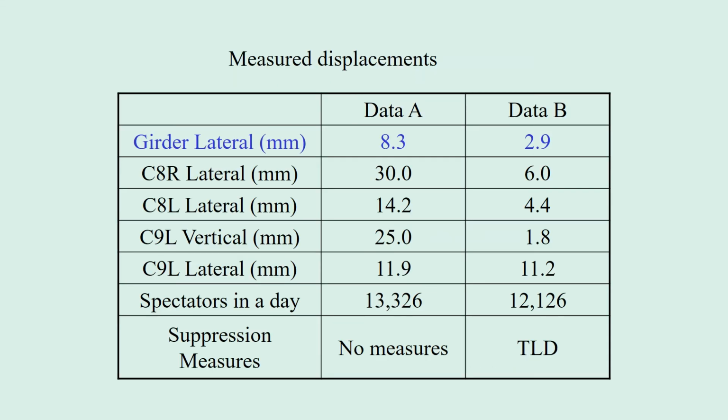This table shows the girder displacements measured on 2 different days. The number of spectators were almost the same on both days, so the external forces were considered almost the same. Data A is before TLDs were installed, and data B is after TLDs were installed. The girder lateral displacement of data B is about 35% of data A. This also shows TLD worked very well.